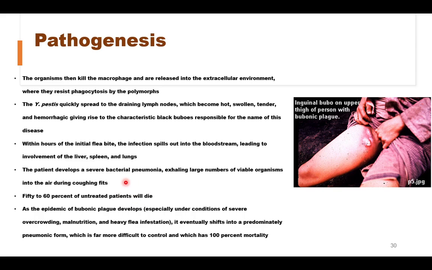You can also have the patient developing severe bacterial pneumonia, and in the process they exhale large numbers of viable organisms into the air during coughing. Now, this is a highly lethal condition. About 50 to 60% of patients, when untreated, will eventually expire.